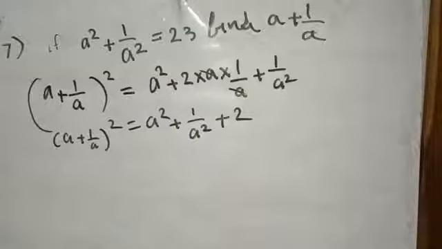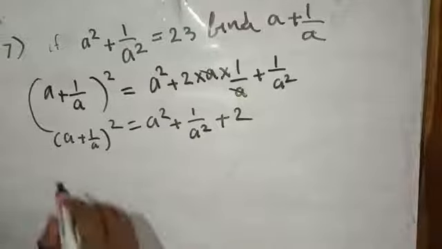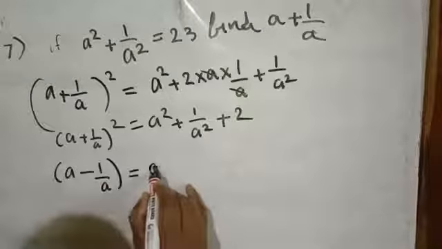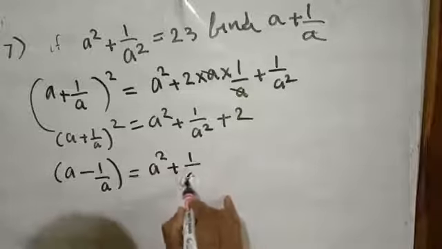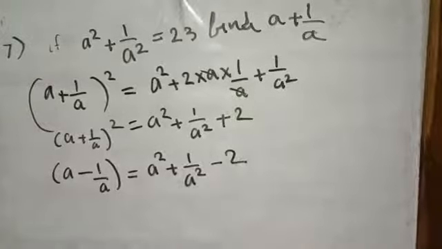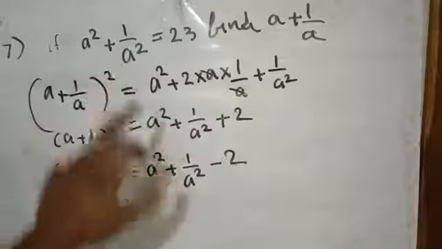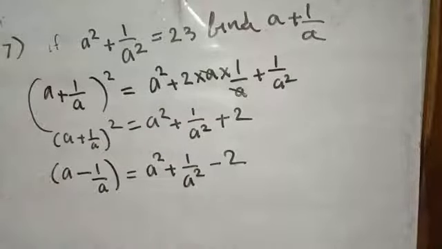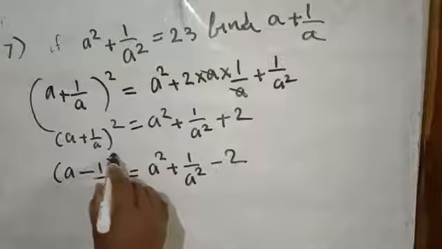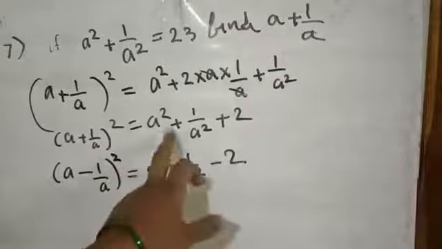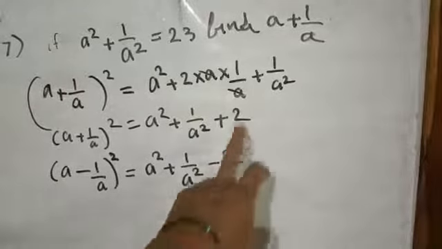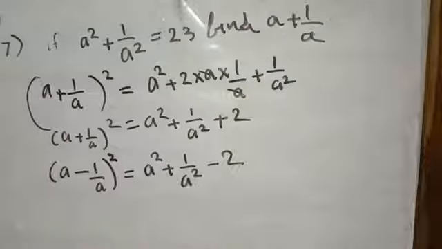Then if we are taking a minus 1 by a the whole square, one more thing, see, that also is a square plus 1 by a square minus 2. So here a square plus 1 by a square is given as 23, and in these two cases, a plus 1 by a the whole square and a minus 1 by a the whole square, the first two terms are the same, that is a square plus 1 by a square. Here minus 2, here plus 2. Only one difference is there.